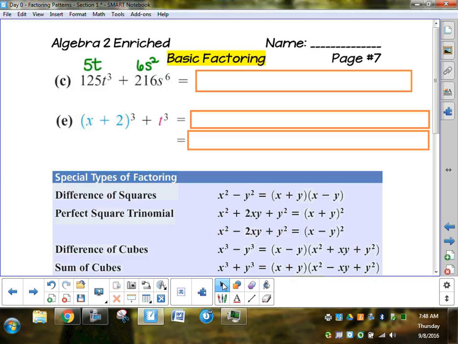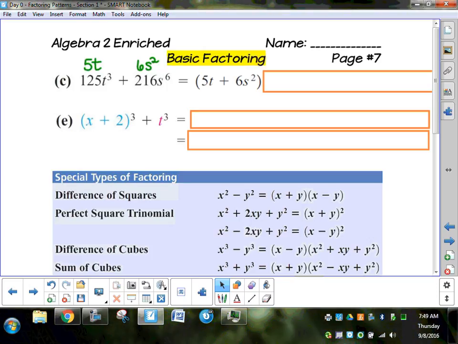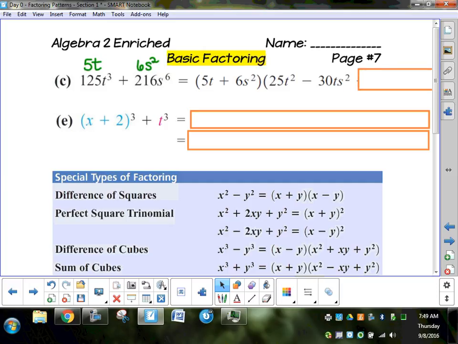So looking at what we've got to start, I list out what the cube root of the left is and the cube root of the right, and I need to make sure that it's a sum. So now once I get to here, I'd say, well, there's a binomial, and that's going to be 5t plus 6x squared. Who can tell me what the trinomial is going to be for this? Go ahead. 25t squared minus 32s squared plus 36s. There you go. X to the fourth.